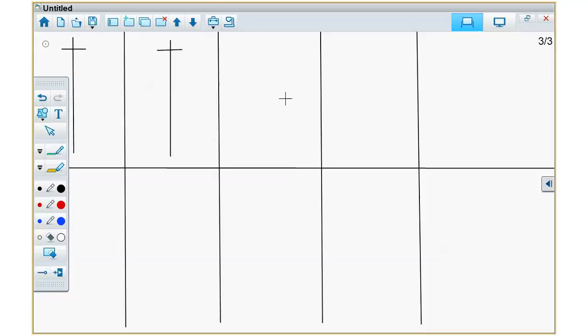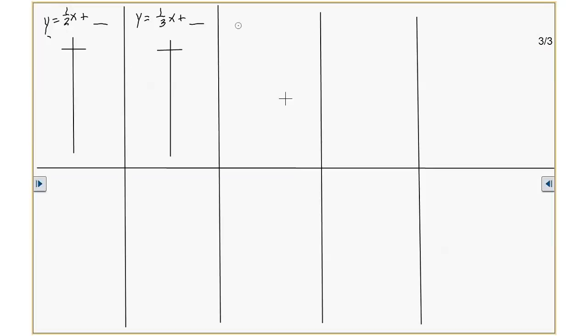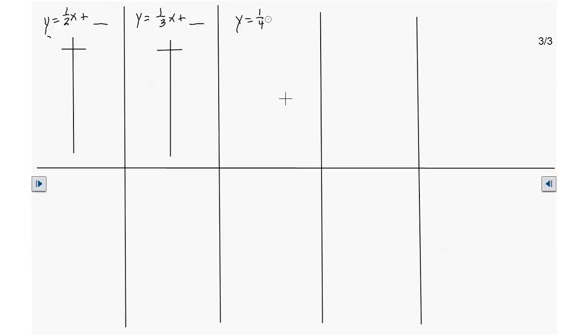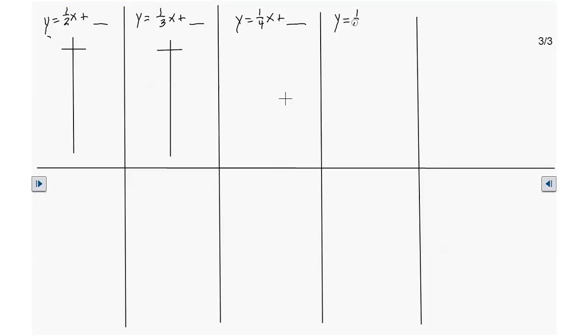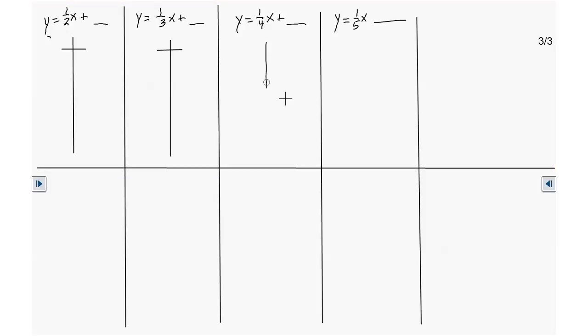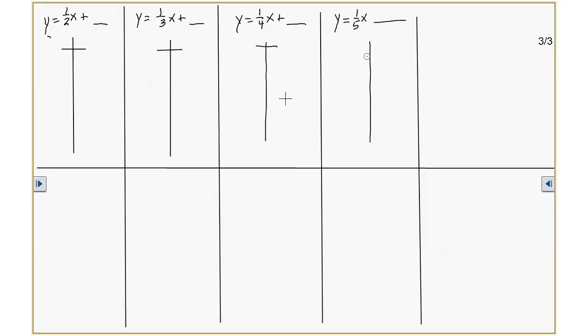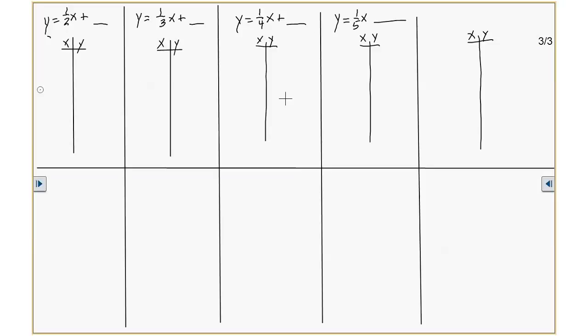All right, now I want everybody to write this. Up at the top, y is equal to 1/2 x plus blank. y is equal to 1/3 x plus blank, and so on. y is equal to 1/4 x plus blank. y is equal to 1/5 x plus blank, and go all the way to wherever you run out of sections. And each one has the x and y at the top. Do that for all 5 sections, or 6 sections, whatever you have.